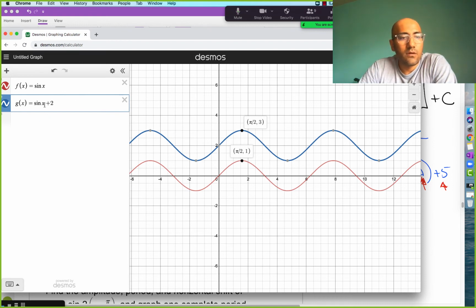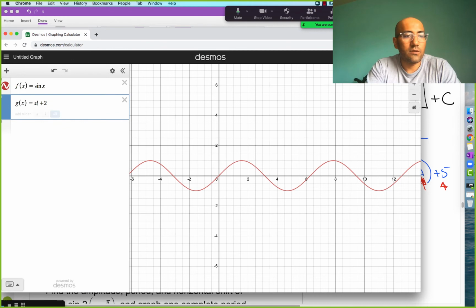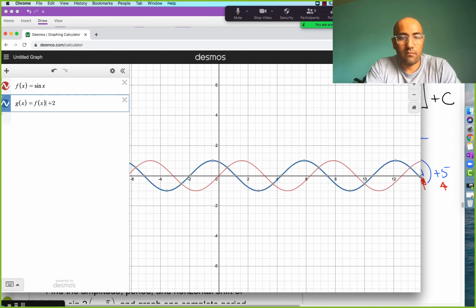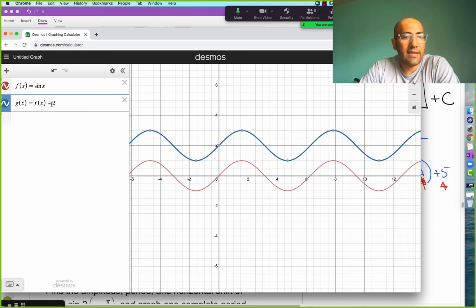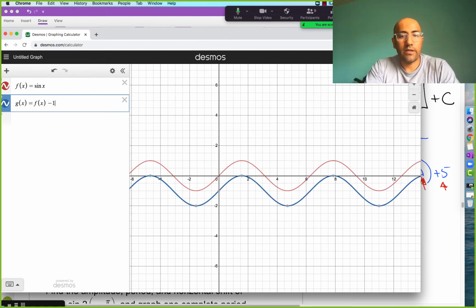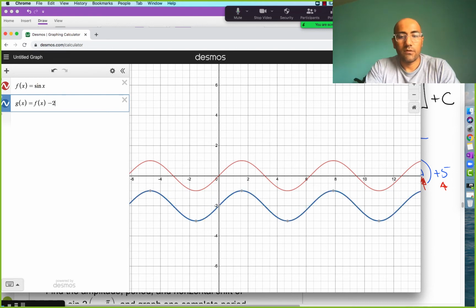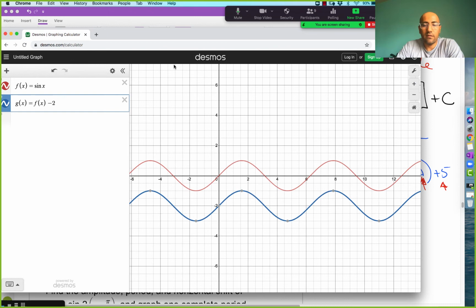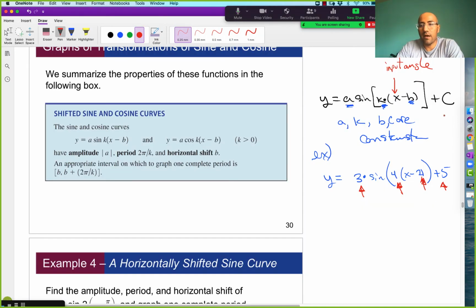Good? In fact, notation-wise, we can come back over here, and instead of writing sine of x plus 2, I can write f of x plus 2. So I'm adding 2 to this function. Nothing special about 2. We can also add 3, or add 5. We can also subtract, so minus 1, or minus 2. We keep the exact same shape, though, the same period, the same shape. We just shift the whole thing up or the whole thing down. So that's what we want to say: the c shifts the function up and down.